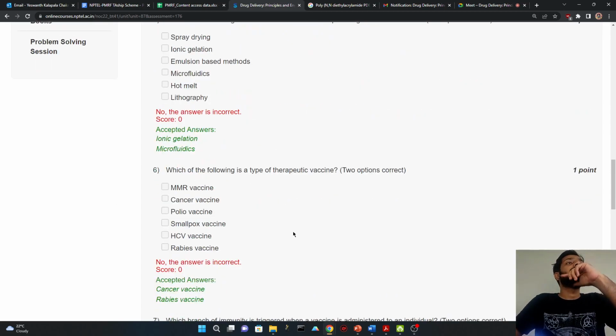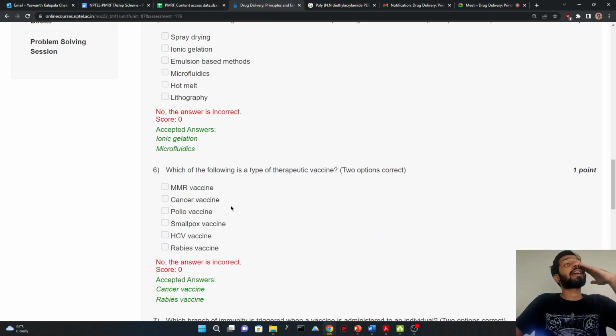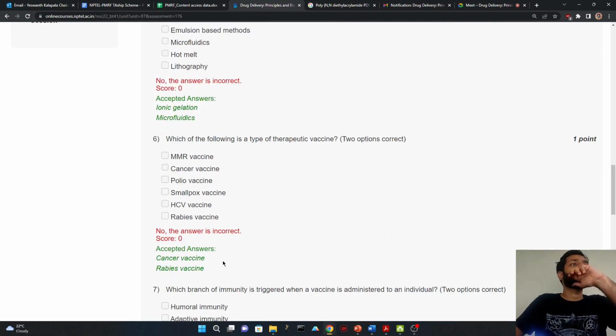Okay. Which of the following is a type of therapeutic vaccine? MMR vaccine, cancer vaccine, polio vaccine, smallpox vaccine, HCV vaccine, rabies vaccine. Two options are correct. So option B and F. Okay. Yeah. So cancer vaccine and rabies vaccine are therapeutic vaccines.